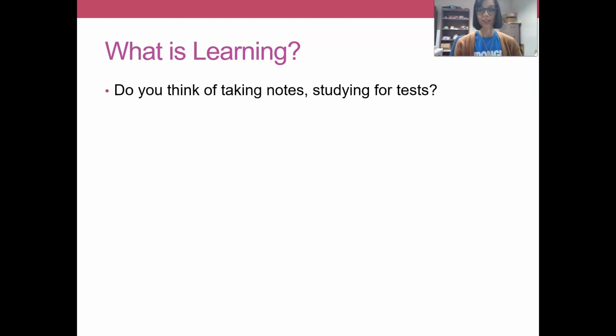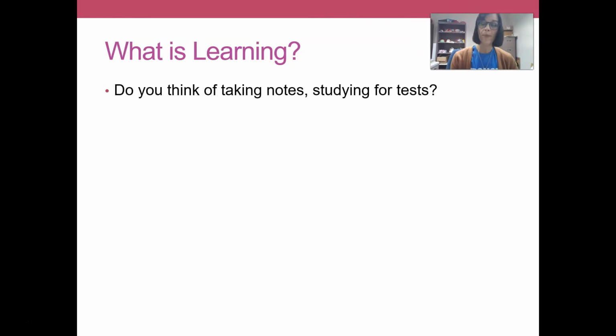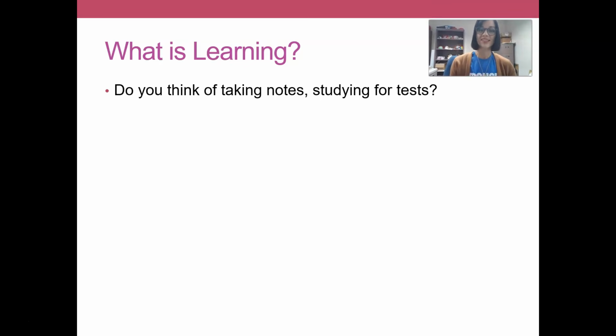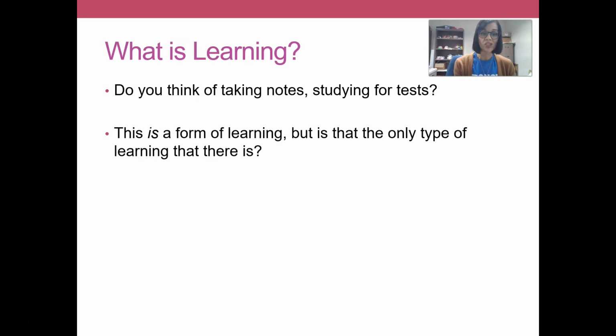When I ask students to think about what learning is, they tend to think about things that are related to academic learning. They think about studying, reading a textbook, taking notes, doing exams, and that is certainly a type of learning. It's a form of learning referred to as cognitive learning, but that is not the only type of learning that there is. Learning is actually a far more simple concept than you've probably been led to believe.